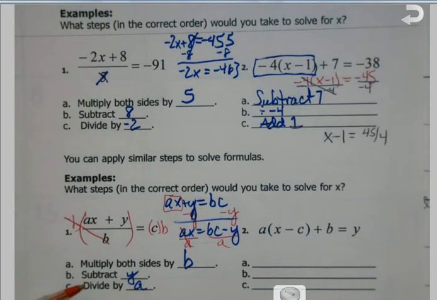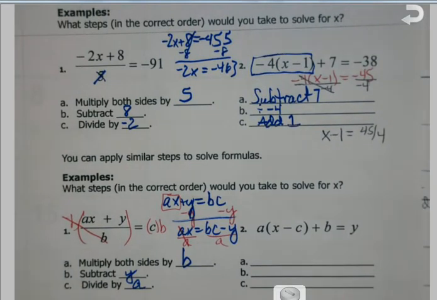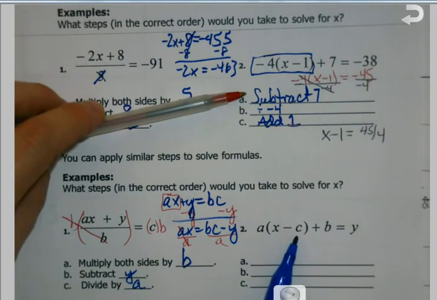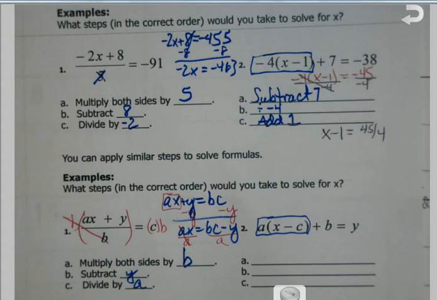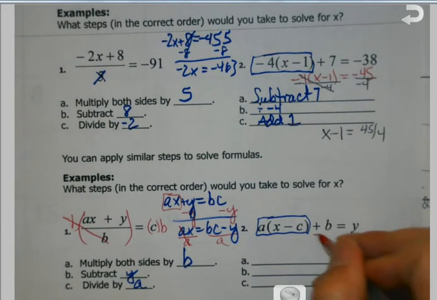So you'll notice the steps are exactly the same, except I'm using variables in every step now. And I'm going to do the same thing over here. I want to work on getting the part that has x by itself first.